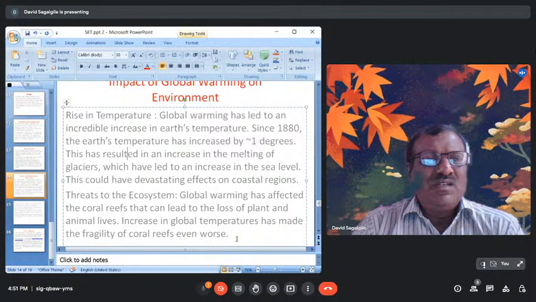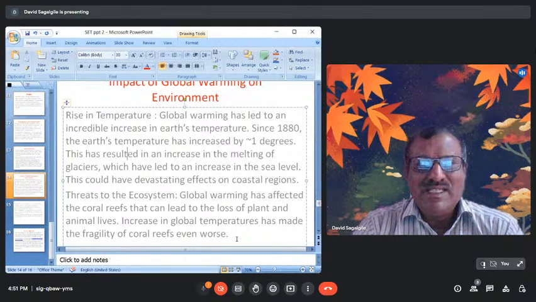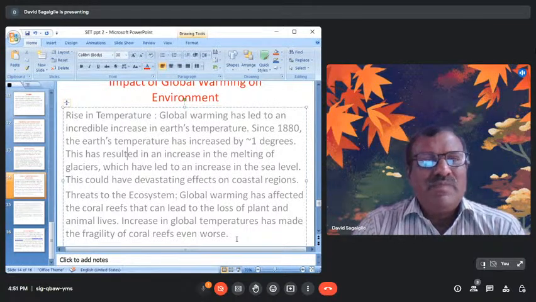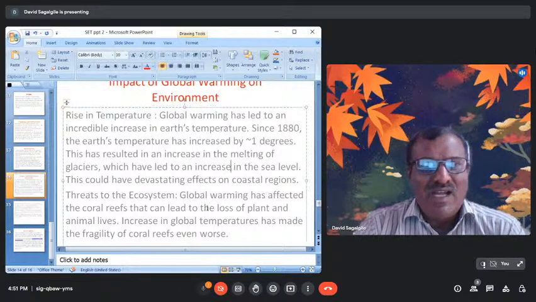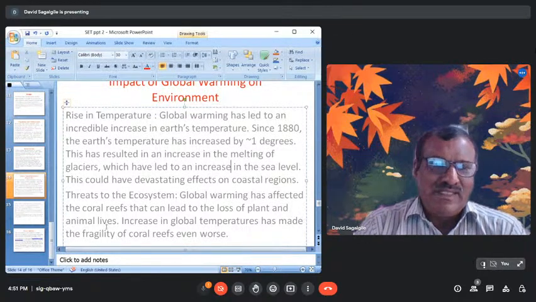So the global temperature, because it is increasing, is making the summers very, very harsh, and temperatures are going above 40 degrees in most of the cities, which is causing a lot of problems for the health and well-being of human beings.